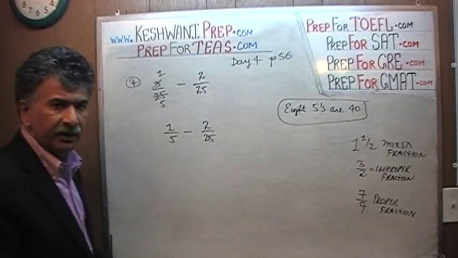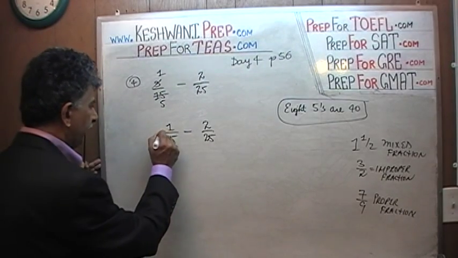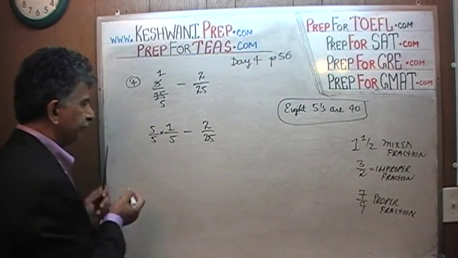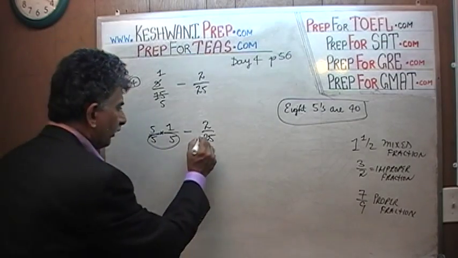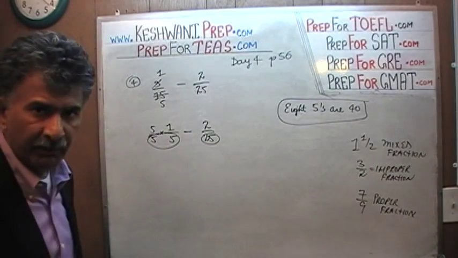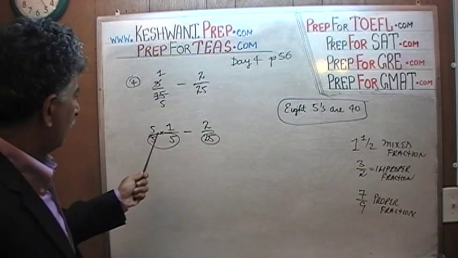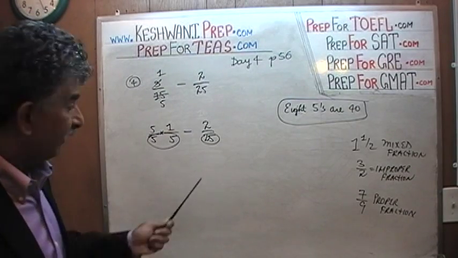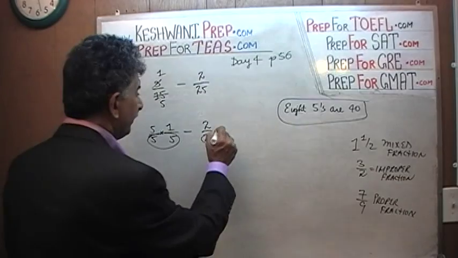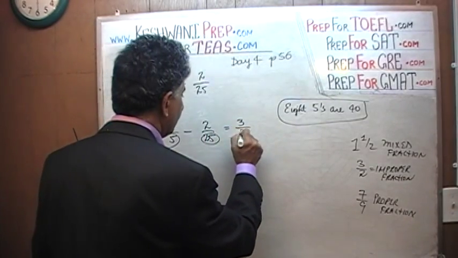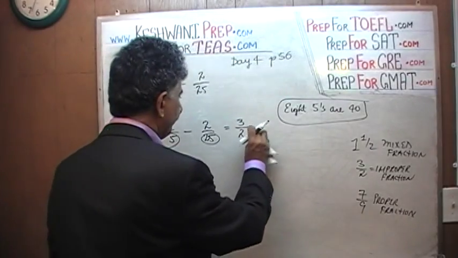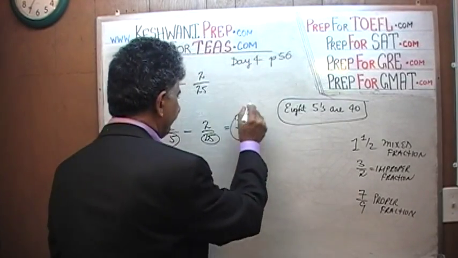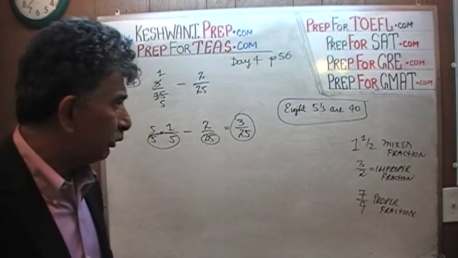Now how can we convert that 5 into a 25? Well, multiply the top and the bottom by 5. There you go, we're done. Now this one has a denominator of 25, and so does this one. Because they have the same denominator, all we have to do is 5 times 1, which is 5, minus 2, which is 3. We end up with a final answer of 3 over 25. That's it, 3 over 25. That was the end of that question.